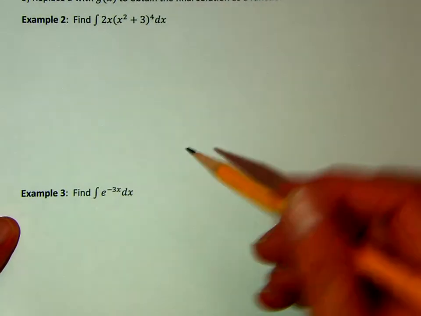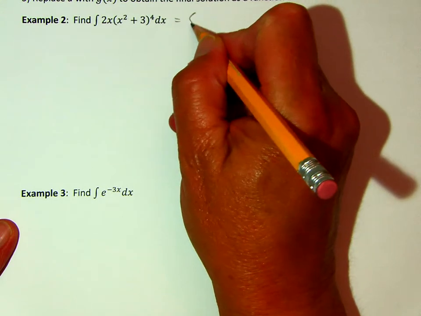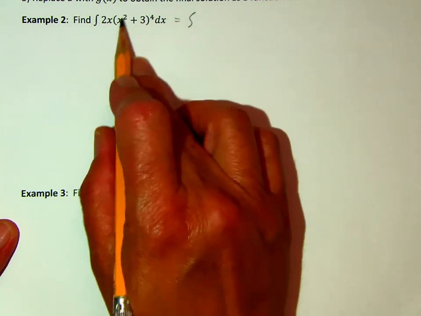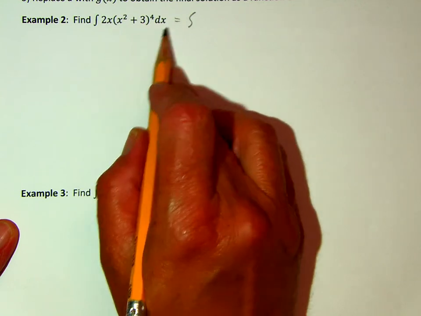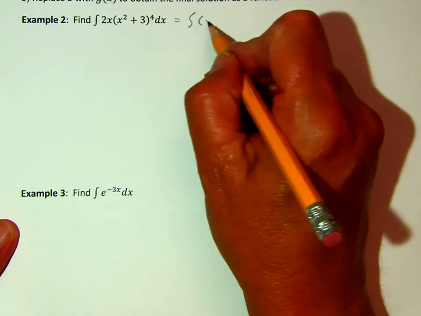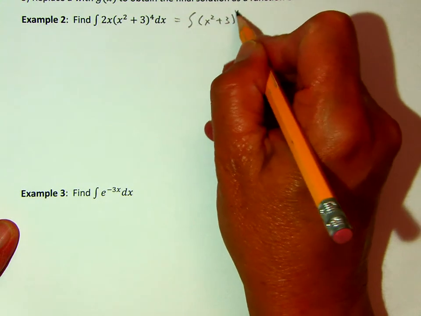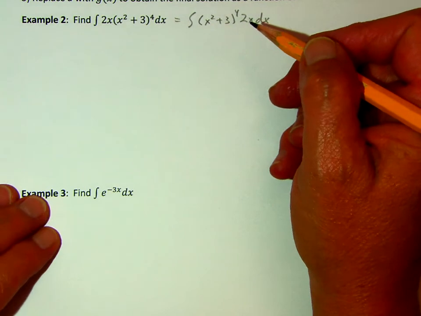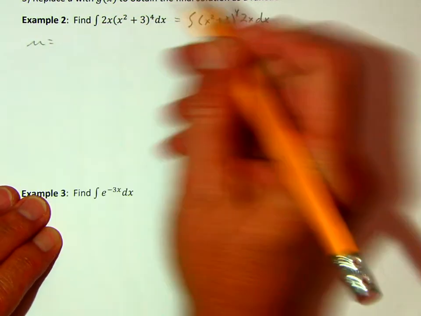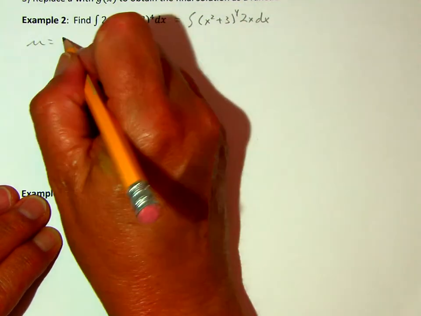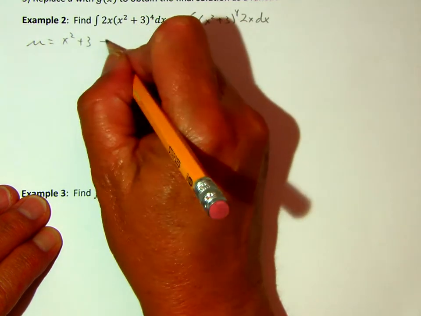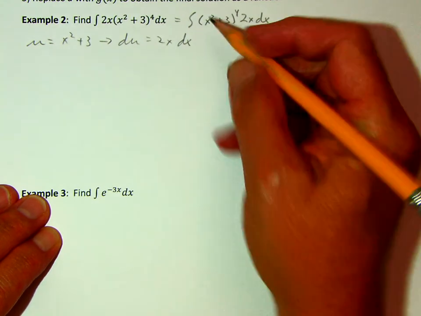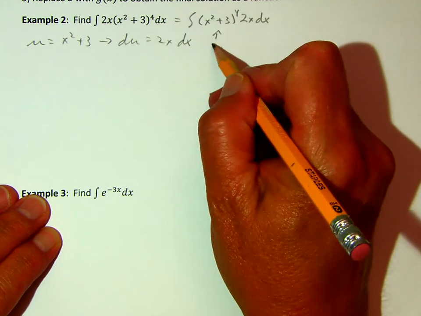So the first thing I want to do is rewrite this function. I can see it makes sense that this would be the g of x. And I want to get everything else out of the way. So I'm going to rewrite this as x squared plus 3 to the 4th power times 2x dx. Now if I let u be the inside here, x squared plus 3, then du would be 2x dx. And you can see I've got a perfect substitution here.